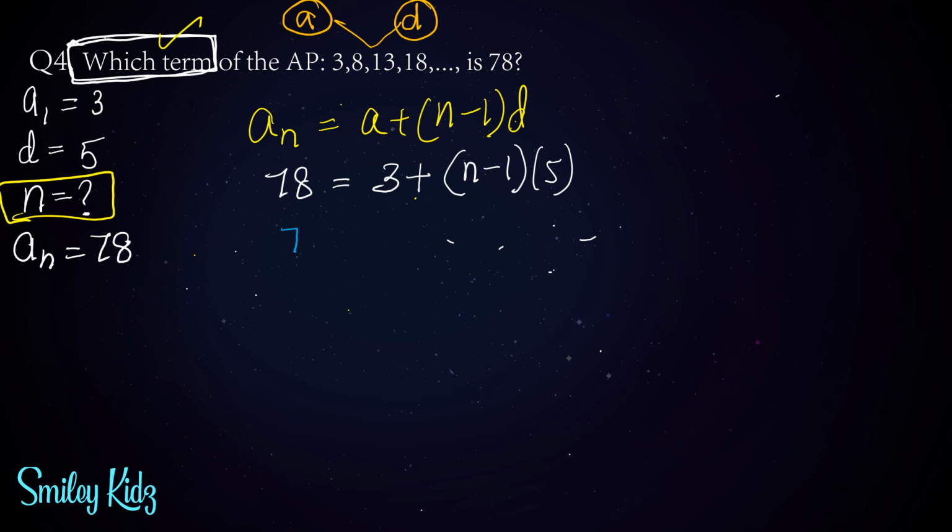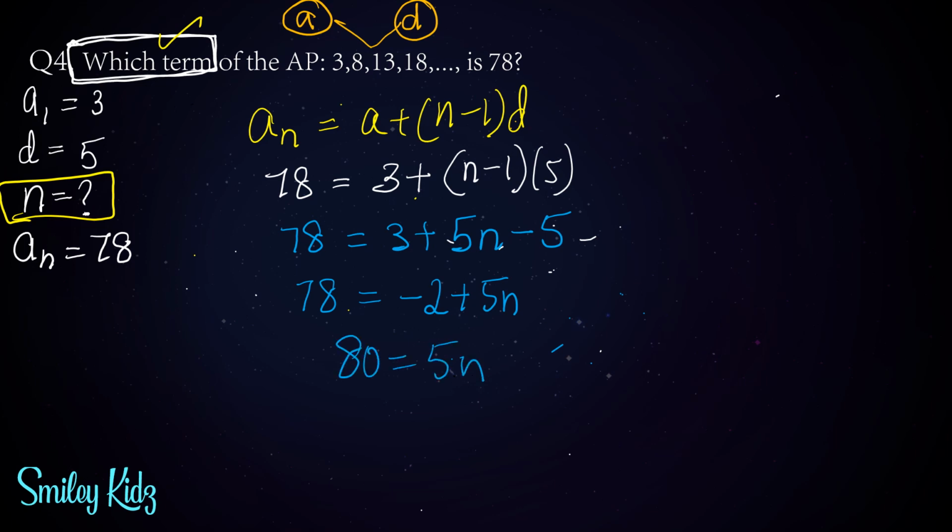Then 78 is equal to 3 plus 5n minus 5. This turns out to be 78 is equal to minus 2 plus 5n. Now 80 is equal to 5n. Now what is the value of n, everyone? It's going to be 80 upon 5, which is n equal to 16. That means in this particular AP, the 16th term is going to be 78. That is the value of n.